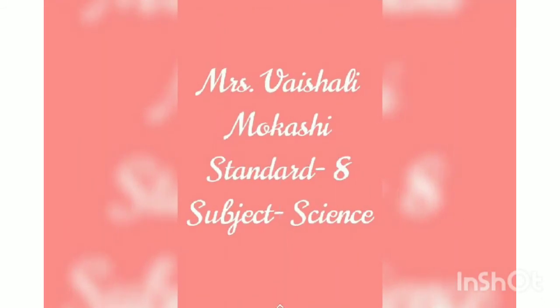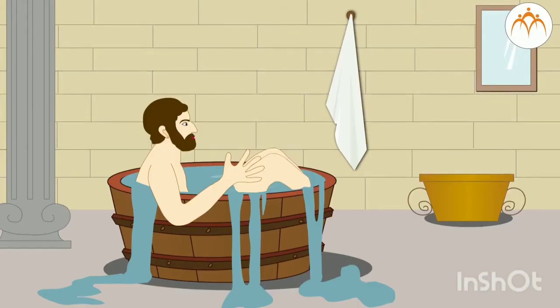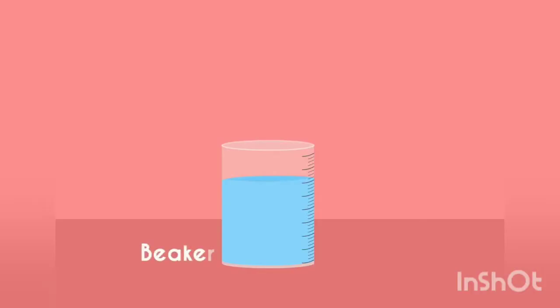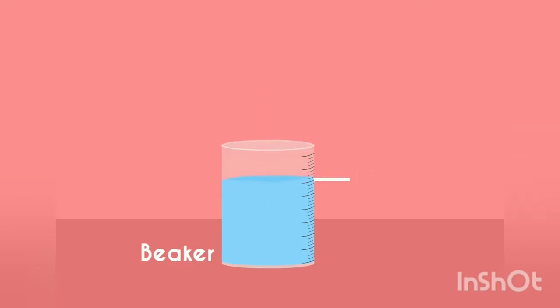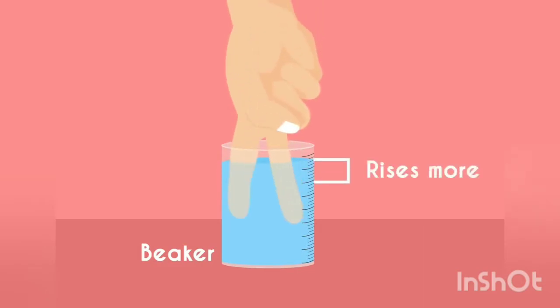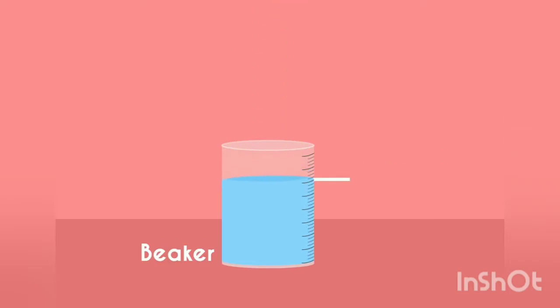In the previous lecture, we had studied about buoyant force and today we will learn about Archimedes' principle. You have a beaker filled with water and you have put your index finger inside it. What will you observe? You will observe that the water level rises slightly. If you put two fingers in it, then the water level rises up more. And now, when you put your hand up to the wrist level, you see that the water level increases significantly.